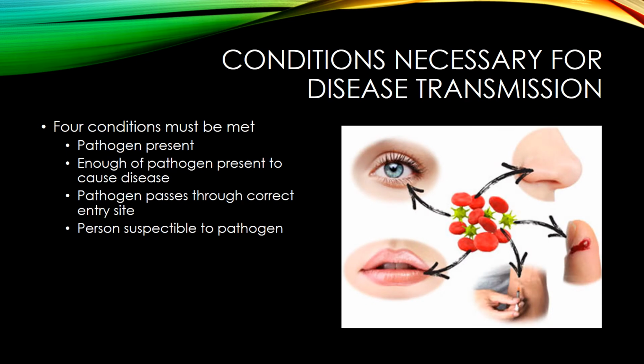There are certain conditions that are necessary for disease transmission. There really are four. You have to have a pathogen present. There has to be enough of the pathogen present to cause the disease. The pathogen has to pass through the correct entry site, which is eyes, nose, cuts, needle sticks, or mouth. And then finally, the person has to be susceptible to the pathogen. For instance, once we build up immunity to a pathogen, we're no longer susceptible to it. However, if we haven't built up an immunity to a pathogen, we are then susceptible if we are contaminated through one of the entry sites listed.